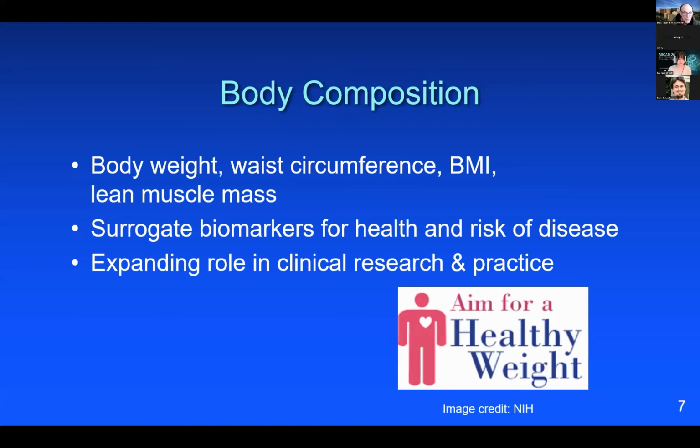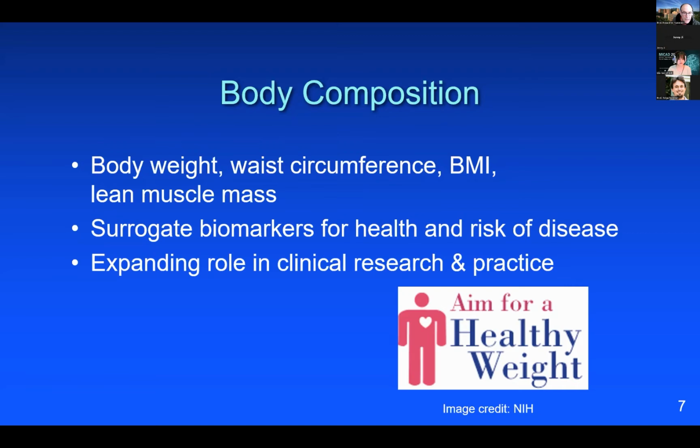In the next part of this presentation, I'm going to talk about an area that we've been focusing very closely on over the last few years, and that's body composition analysis. When you go to the doctor, frequently the doctor or his or her assistant will measure your weight and may measure other body composition parameters such as your waist circumference, your body mass index, or your lean muscle mass. The reason they do that is that these are surrogate biomarkers for health and risk of disease.